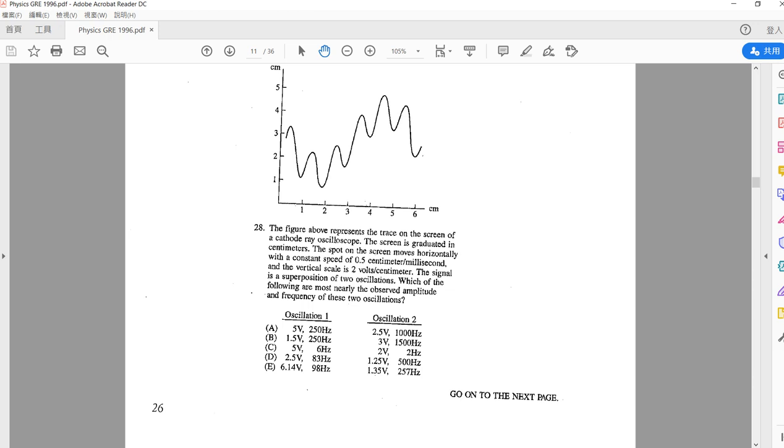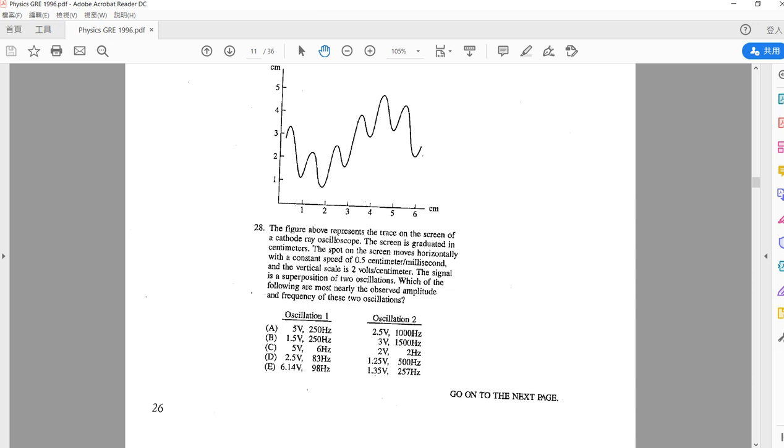Okay, I think this one is very difficult, because somehow you cannot do any calculation. All you need to do is just guess the answer. Okay, so how do you do this?